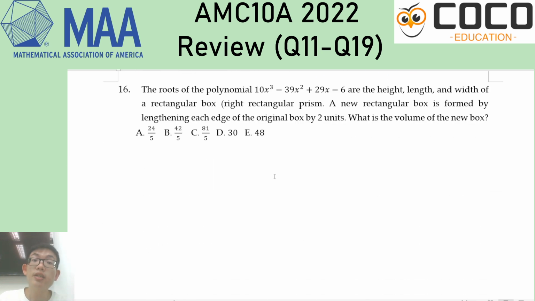Question 16. The roots of the polynomial 10x cubed minus 39x squared plus 29x minus 6 are the height, length and width of a rectangular box, which is a right rectangular prism. Forgot to close the bracket. A new rectangular box is formed by lengthening each edge of the original box by 2 units. What is the volume of the new box?